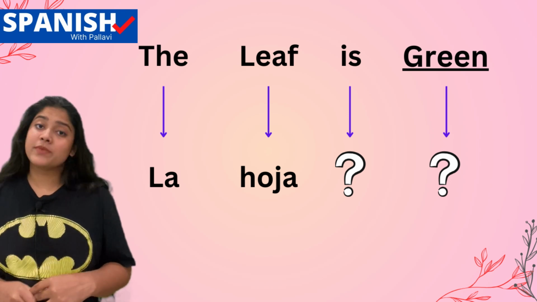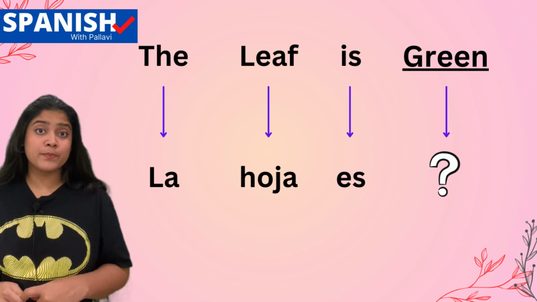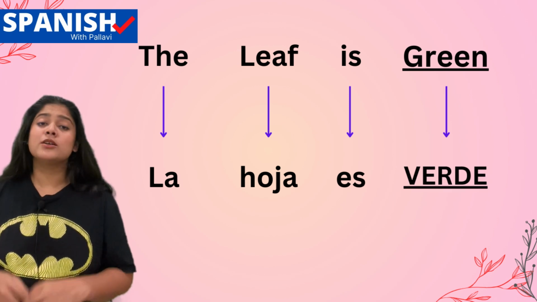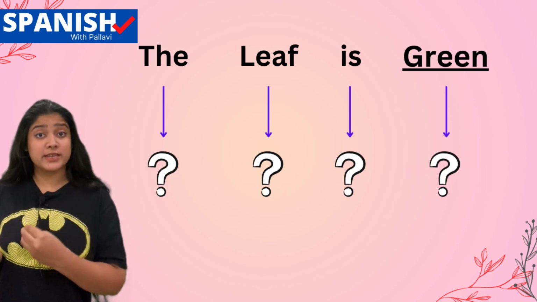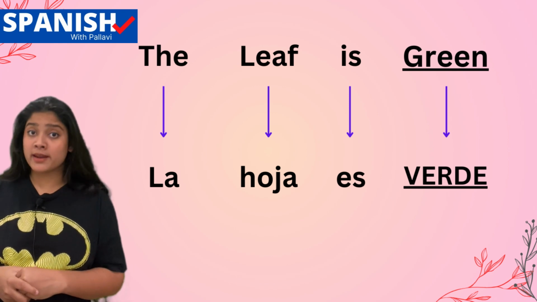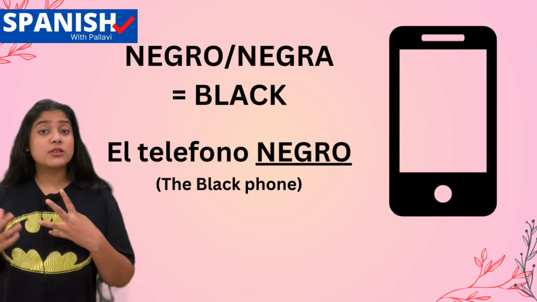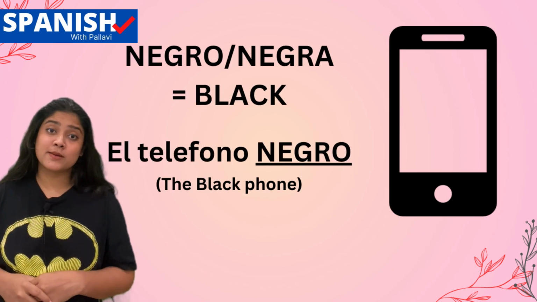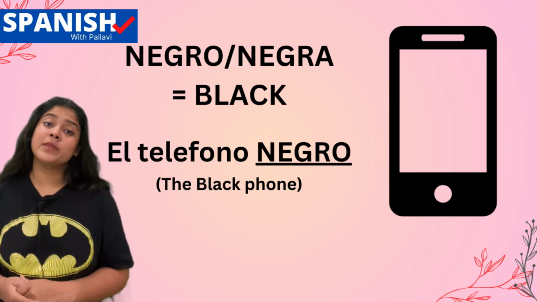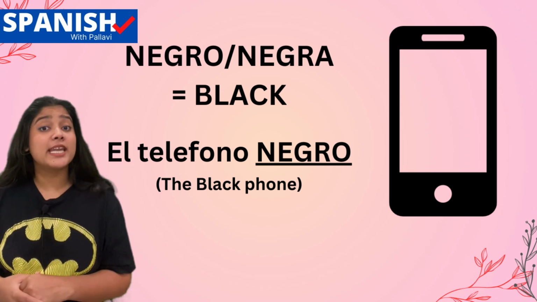Is will be es, green will be verde. So the whole sentence will be the leaf is green, la hoja es verde. Next, the color of this image is black. How do we say that in Spanish? Negro.